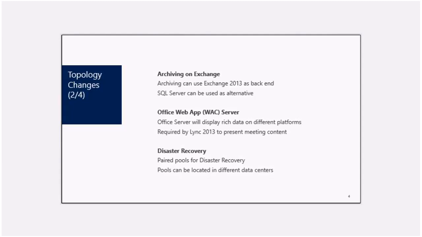From a disaster recovery perspective, and this was a big change between Lync 2010 and Lync 2013, pools can now be paired together for disaster recovery. So not only do you have resiliency in multiple front-end servers per pool, you now also have resiliency if a whole data center or a pool fails. You're able to activate the users on the other data center, and they're able to continue working with all the features that they had on their primary pool.